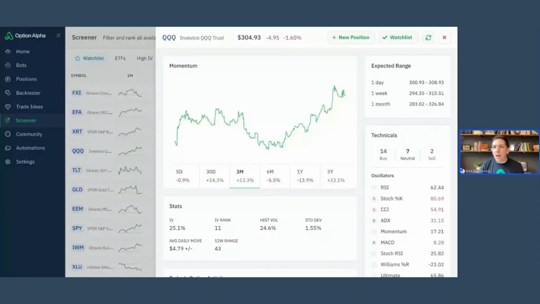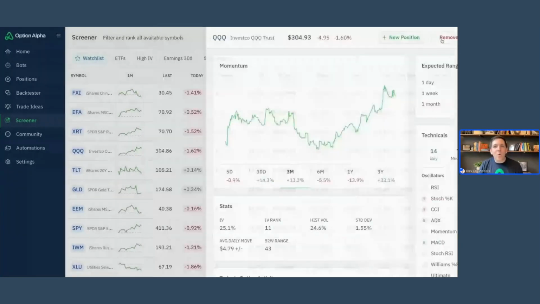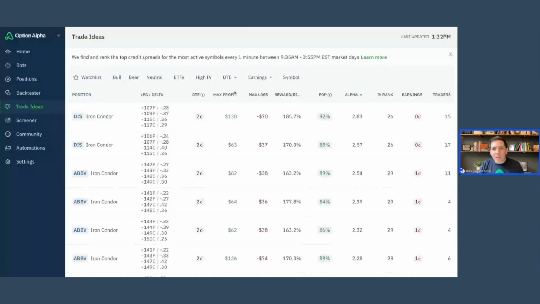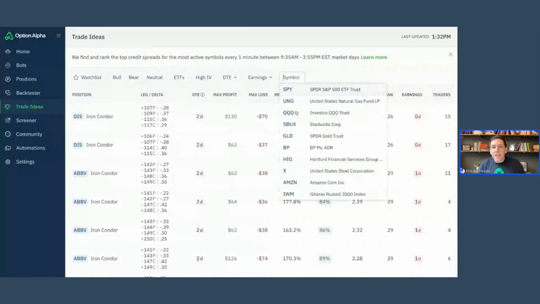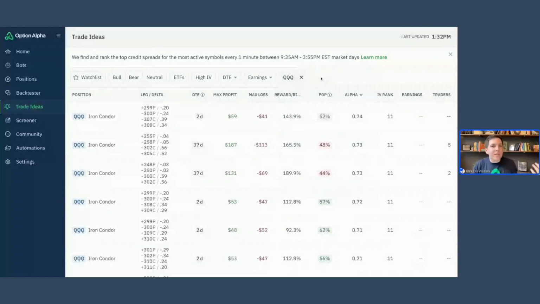Does that help? So I want to make a trade in QQQ. That's the one I'm going to do today with you guys. Okay, so if I go to Trade Ideas, I can type in QQQ. This is the coolest thing for me in the whole world, because now I can say, forget all the filters. I don't want to filter anything. I specifically want to look at QQQ. So I filter that first.